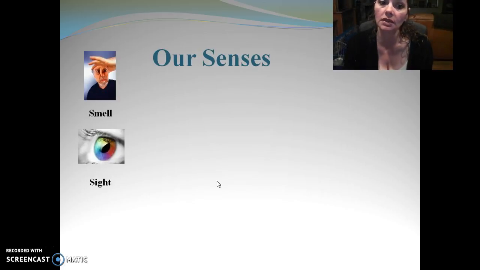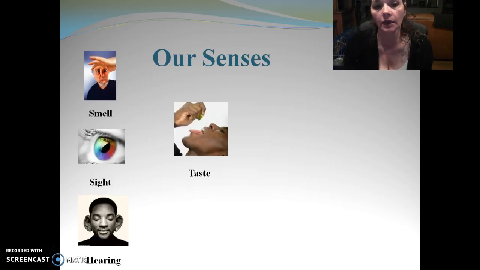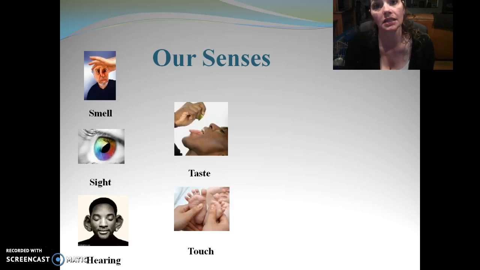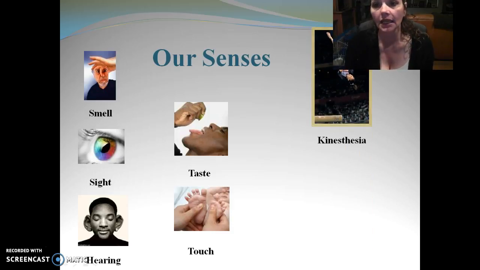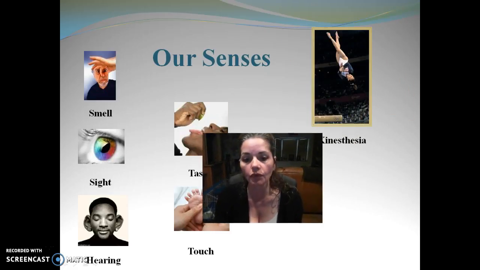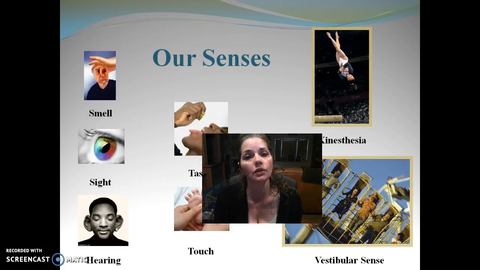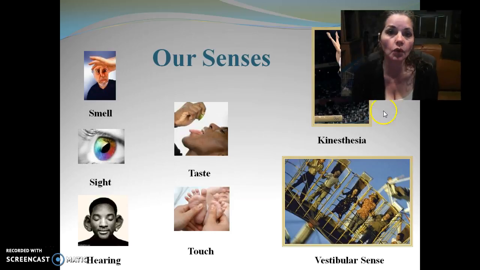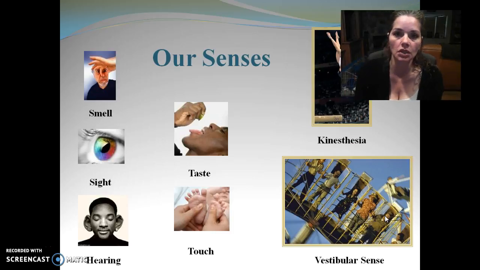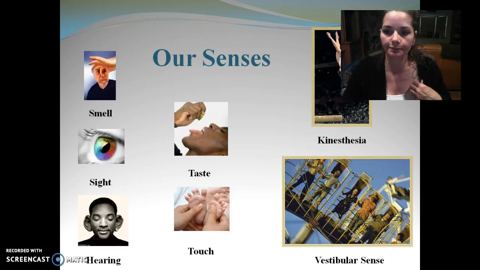Historically, we think of smell, sight, hearing, taste, and touch as our only senses. But in psychology, we also study kinesthetic senses, which includes our movement, and we'll talk about where those receptors are. And then we also include our vestibular sense. Many of you who like roller coasters or boating, your vestibular sense is that motion sense that we all have.